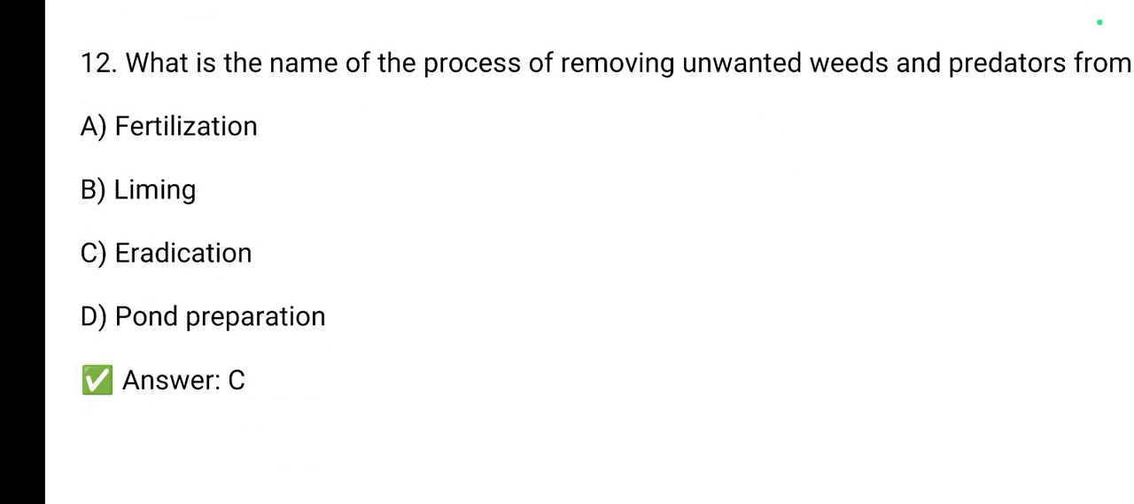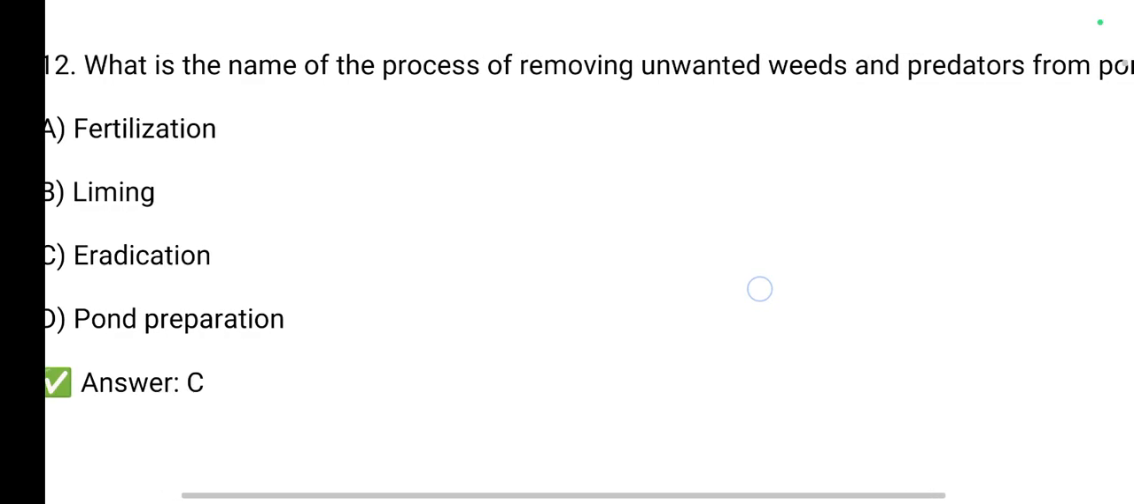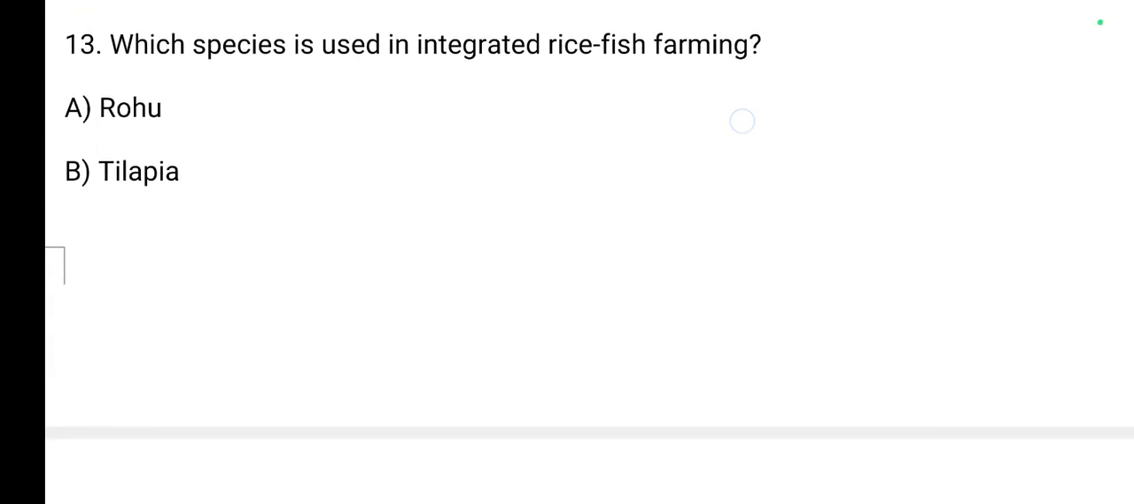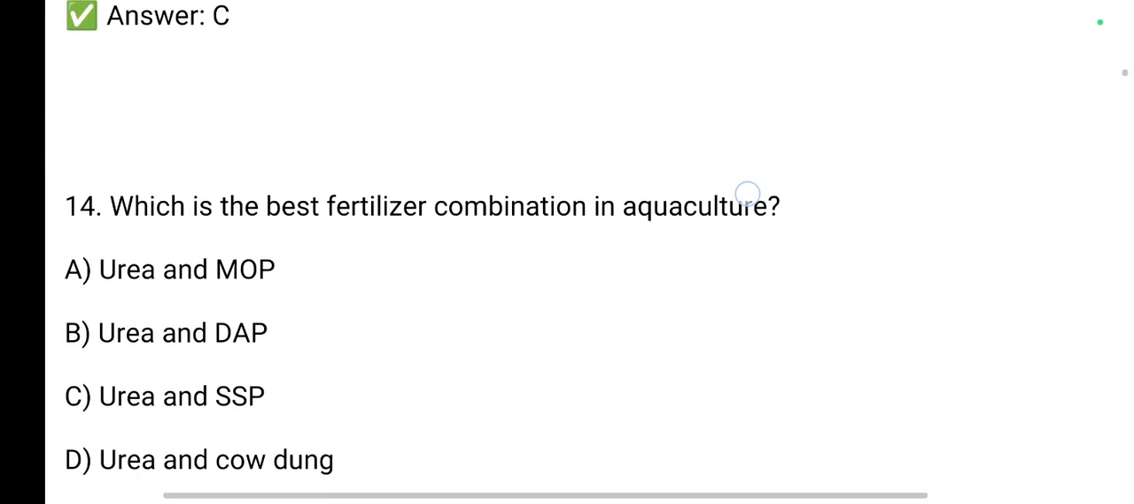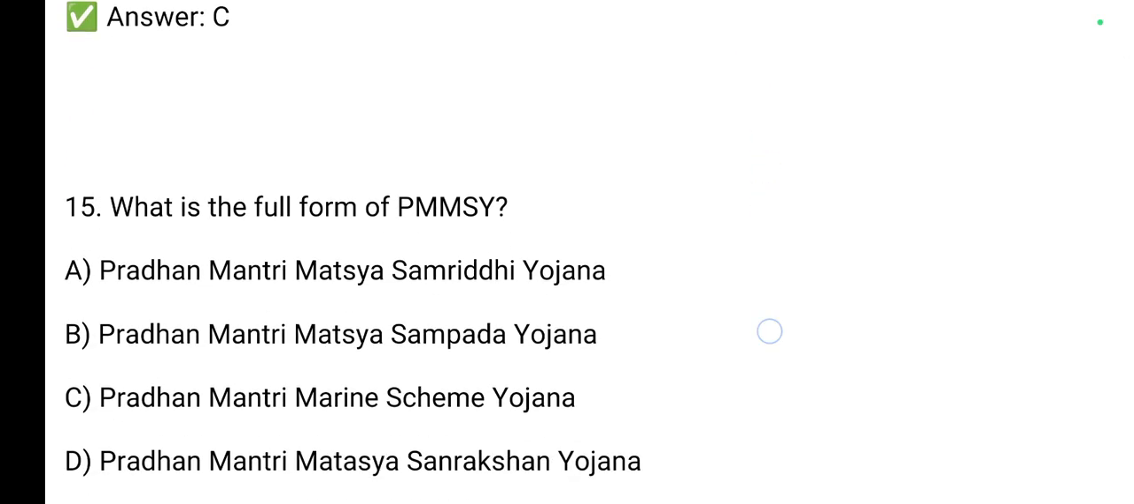What is the name of the process of removing unwanted weeds and predators from the pond? So it is eradication of weeds as well as predatory fishes. Which species is used in integrated rice fish farming? So it is common carp. Which is the best fertilizer combination in aquaculture? So it is urea plus SSP, single superphosphate.